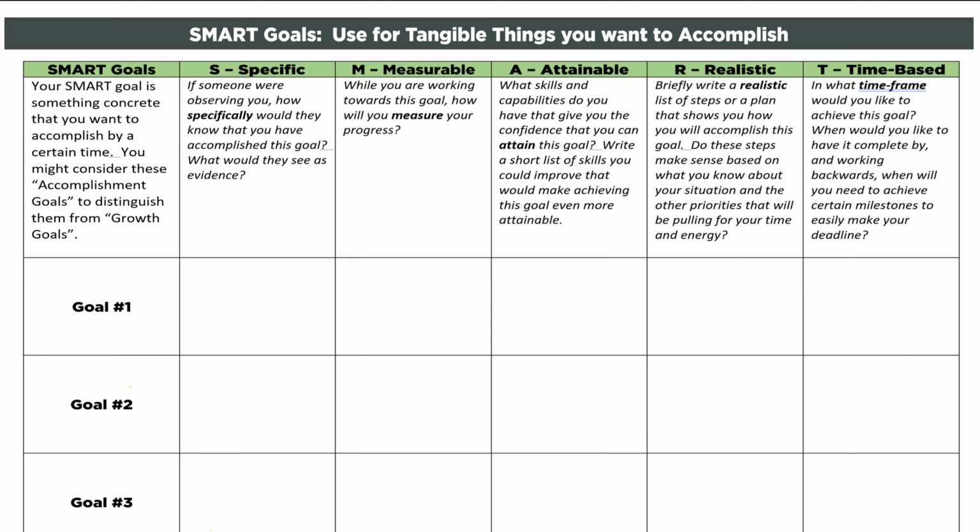Write a short list of skills that you could work on to improve that would make achieving this goal even more attainable for you. Realistic is slightly different from attainable. Briefly, write a realistic list of steps or plan that shows how you would accomplish the goal. Do these steps make sense based on what you know about your situation and the other priorities that will be pulling for your time and energy?